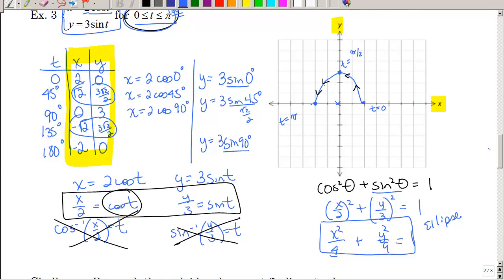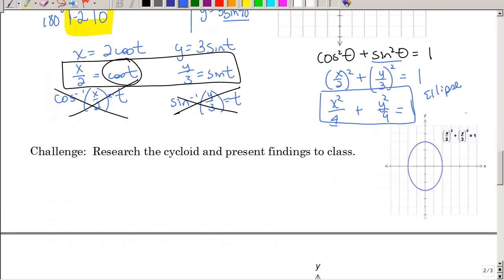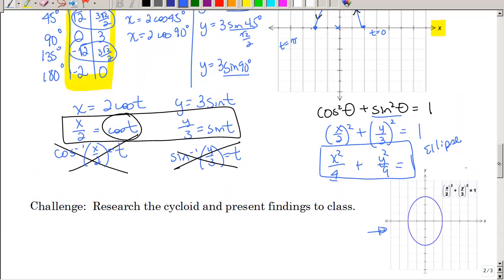And if you wanted to see the whole ellipse, what would it look like? If you were to graph the whole ellipse, that's what you would get. But remember, the parametric equations only gave us that top half. I have a challenge. Do a little bit of research on what the cycloid is and be ready to discuss that in class.